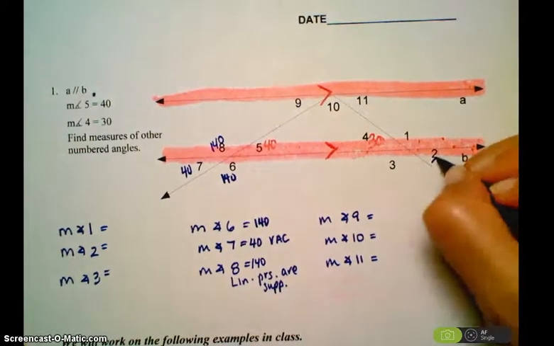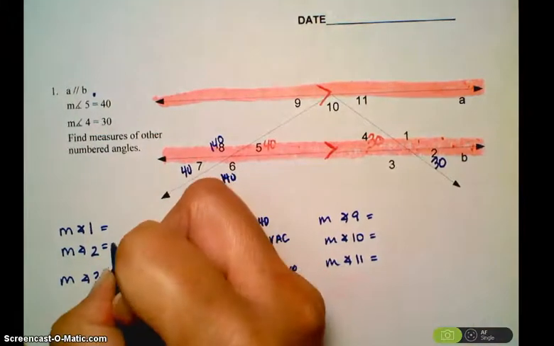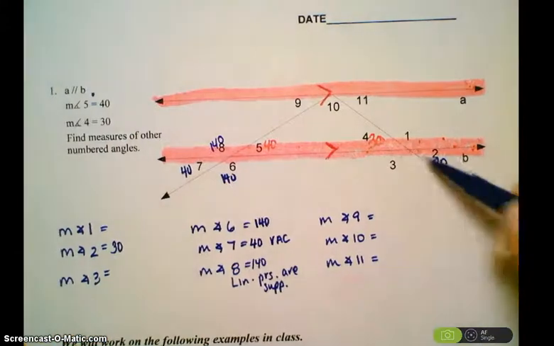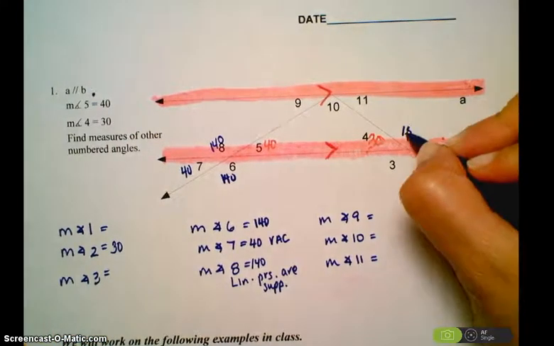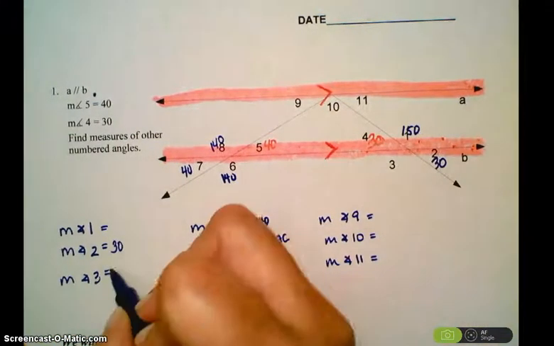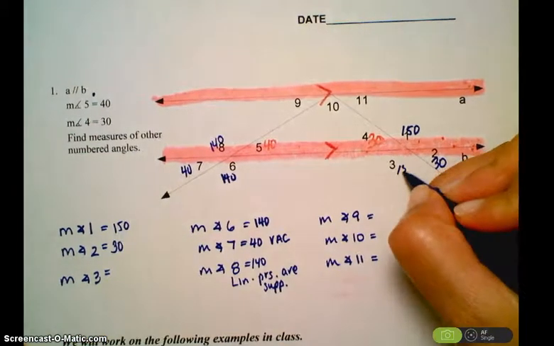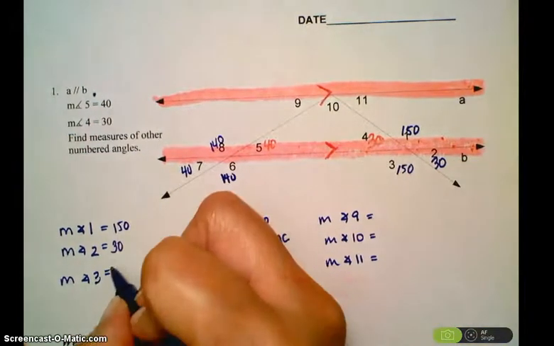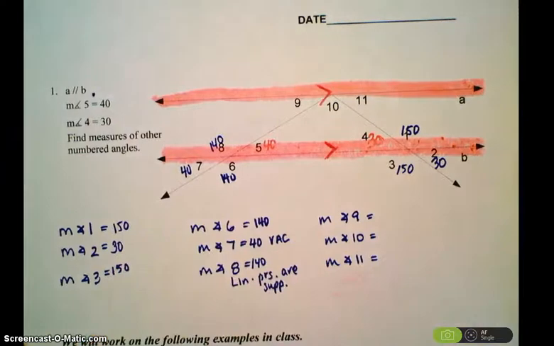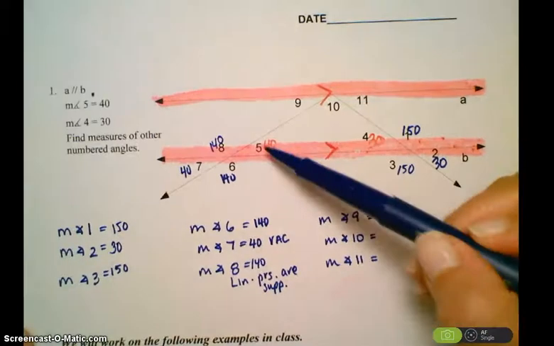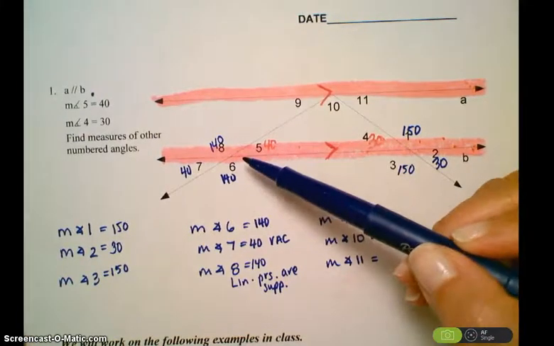When we move across to this other group where the 30-degree angle is, I can apply the same principles and make angle 2 be 30 by vertical angles. Angle 1, 150, linear pairs are supplementary. And angle 3 by linear pairs or by vertical angles will also be 150. Okay, at this point we've kind of exhausted everything we can using old information, linear pairs and vertical angles.